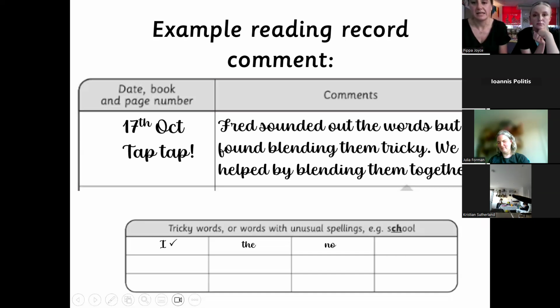And then I've also given a little example of just a quick note about, like, Fred sounded out the words, but found blending them tricky. We helped by blending them together. That's just a quick example of how you could write one of the little comments with them.